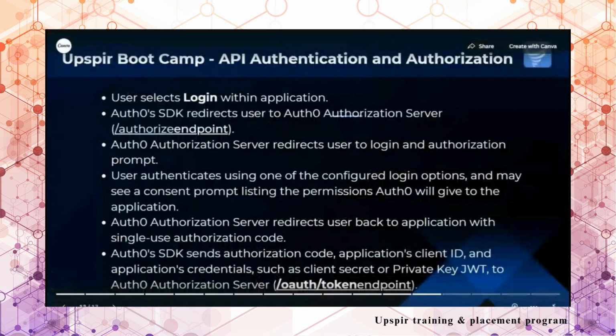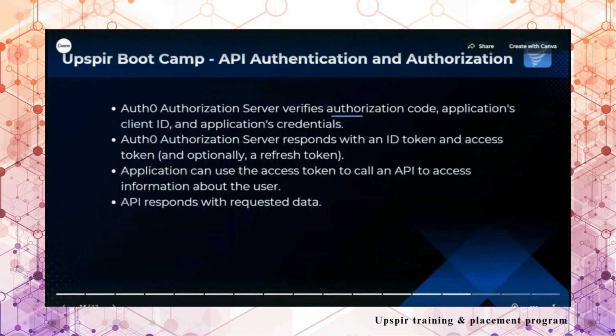Okay. So let me read it out once from here. The user selects login within the application. The Auth0 SDK redirects to the authorization server. The Auth0 authorization server redirects the user to a login and authorization prompt. The user authenticates using one of the configured login options and may see a consent prompt listing the permissions. Then the Auth0 authorization server redirects the user back to the application with a single-use authorization code. The Auth0 SDK sends the authorization code, application client ID, and application credentials such as client secret or private key JWT to the Auth0 authorization server.